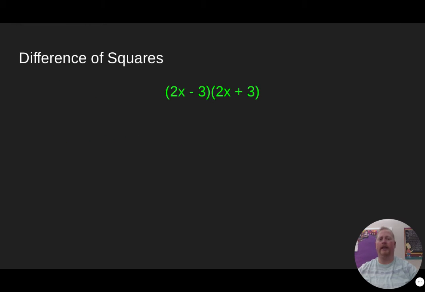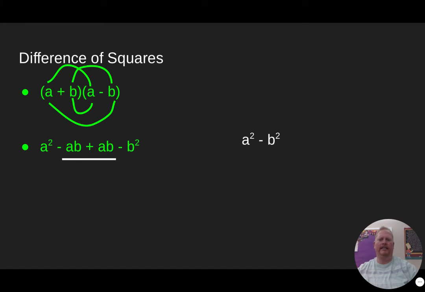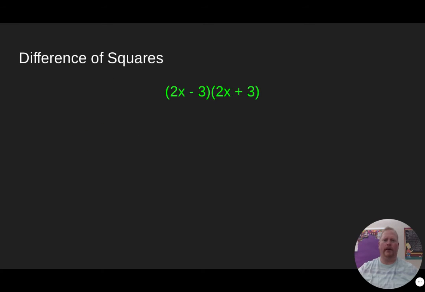So let's do another example with real numbers and see how easy it can be. Because if we back up, the pattern here is that my outer and inner terms end up canceling out. And that will happen 100% of the time. So when I apply that to the next problem, I'm going to do the first thing. So 2x times 2x is 4x squared. Now I could do 2x times 3 and then negative 3 times 2x, but I know it's going to cancel out. So why even do it? So let's just move on to the last part. Negative 3 times 3, which is negative 9. So there's my answer. 4x squared minus 9.